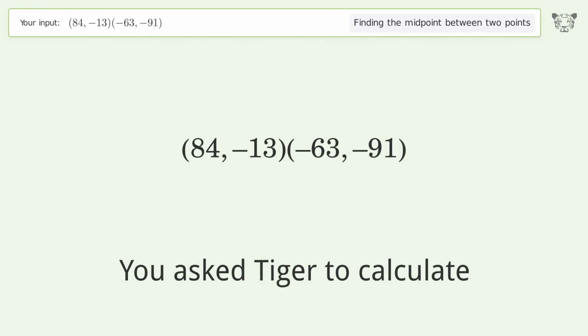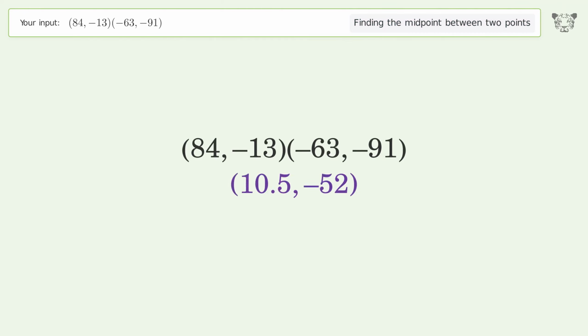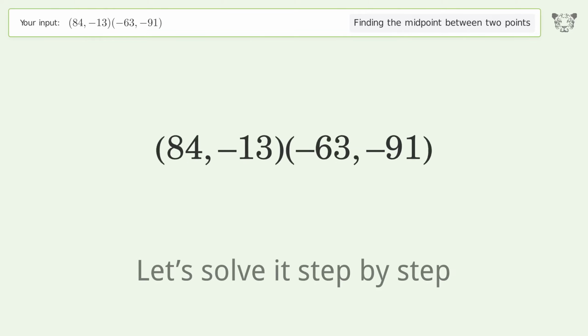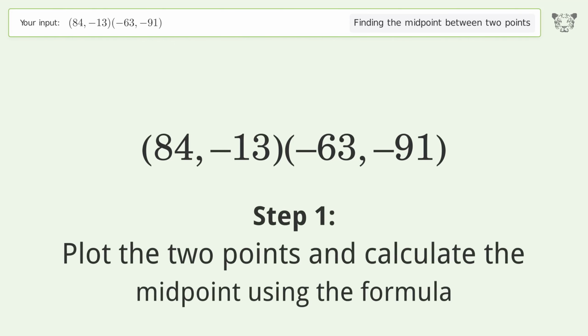You ask Tiger to calculate. This deals with finding the midpoint between 2 points. The midpoint between the 2 points is 10.5, -52. Let's solve it step by step. Plot the 2 points and calculate the midpoint using the formula.